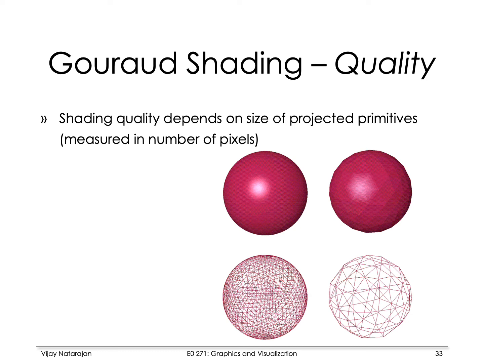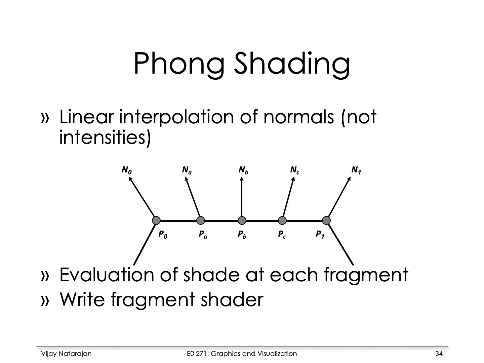So for Gouraud shading to work well, you need a large number of triangles or a large number of geometric primitives. Phong shading works by interpolating the normals, not the colors or the intensities.